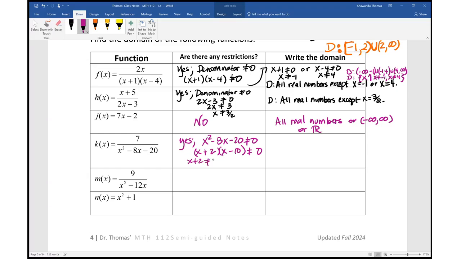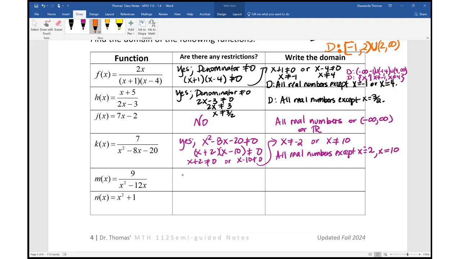Therefore, we don't want x plus 2 to equal 0. We don't want x minus 10 to equal 0. Therefore, we don't want x to equal -2 or 10, right? So all real numbers except those two numbers, -2 and 10.